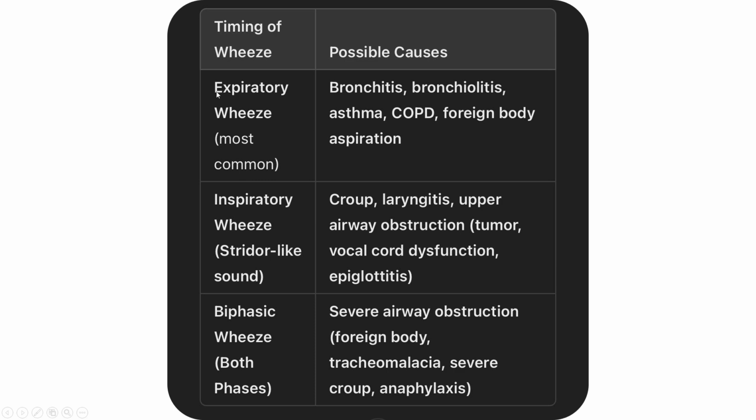So, we'll have an expiratory wheeze in bronchitis, bronchiolitis, asthma, COPD, foreign body aspiration. Inspiratory wheeze, a stridor-like sound, we will have in croup. We will have it in laryngitis, the next lecture. Upper airway obstruction, and both biphasic wheeze, we will have in severe airway obstruction or severe croup, anaphylaxis.